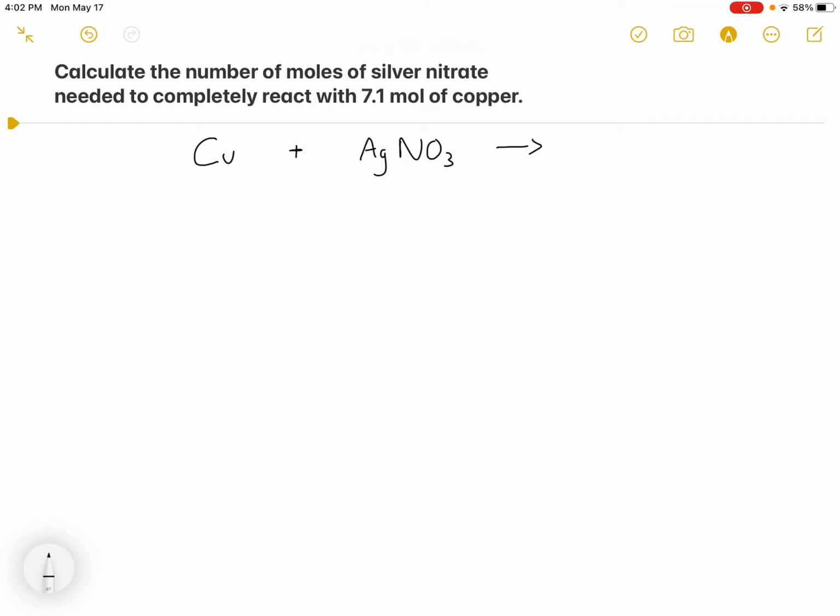And then the products, we can predict that based on some of our learning from Unit 2. We know that we're going to form silver and copper nitrate. So a good form of review would be to just look at this and think, okay, what type of reaction is this? And also, we can look back to the activity series and know why this reaction happens.